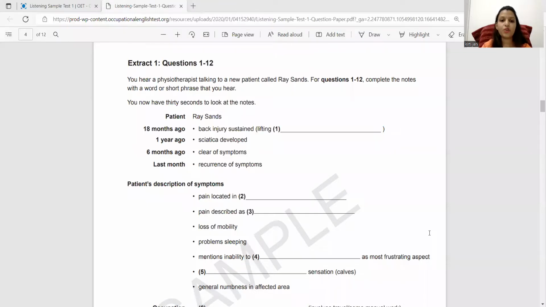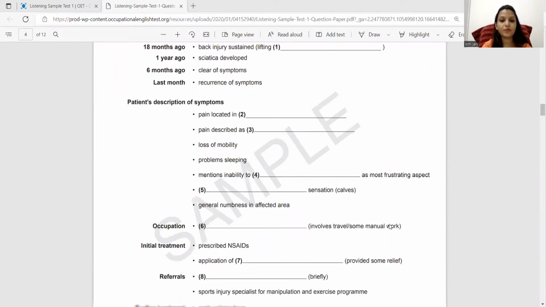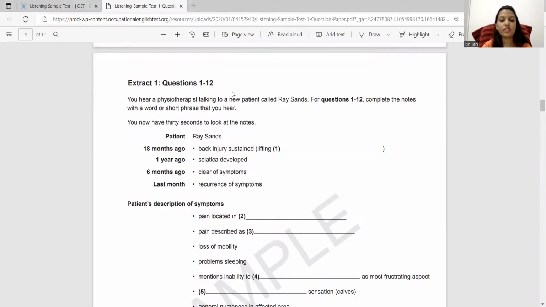Here on the screen, you can see there are 12 blanks in the first extract. And this is your context statement that will help you to identify the speaker. You hear a physiotherapist talking to a new patient called Ray Sands. For questions 1 to 12, complete the notes with a word or a short phrase that you hear. You now have 30 seconds to look at the notes.